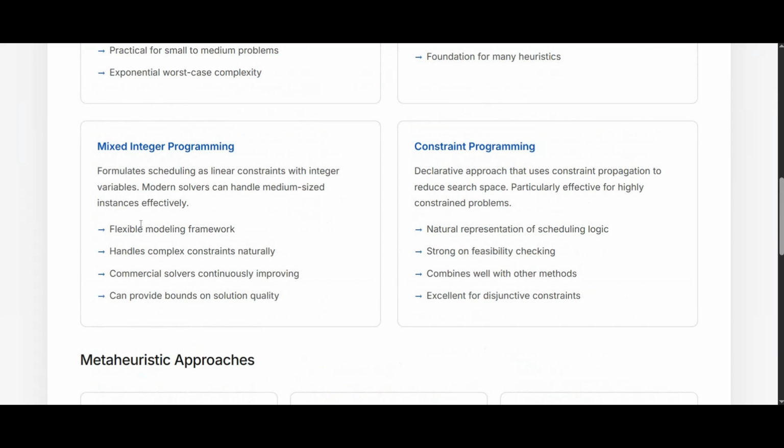Mixed integer programming. That formalizes scheduling as a set of linear constraints using integer variables. Modern solvers are getting better and can handle medium-sized problems well. It's flexible, works naturally with complex constraints, and commercial solvers can even provide bounds on solution quality. Constraint programming. This is a declarative way of solving problems by specifying what must hold true rather than how to do it. It is particularly strong for highly constrained problems and works nicely when combined with other methods.